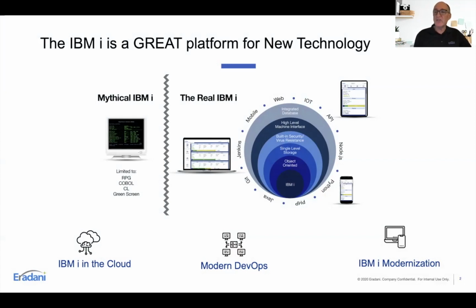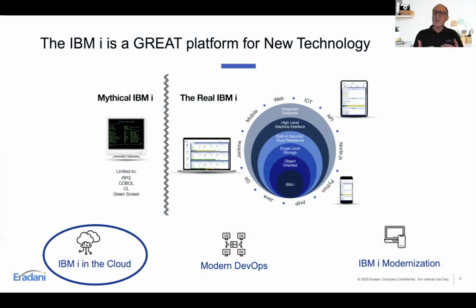You want the latest in user interfaces like mobile and web, you can do that on the IBM I. You want to use open source, you can do that on the IBM I. You want to do modern DevOps, you can do that on the IBM I. And today, we're going to talk about how you can use cloud for the IBM I.